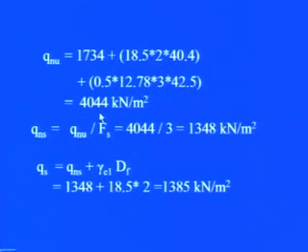So, in place of the gamma, we use now gamma E1 and gamma E2 appropriately, and we get this net ultimate as 4044 kilonewton per meter square. Then Q net safe, again by this formula, we will get 1348 kilonewton per meter square, and Q safe as 1385 kilonewton per meter square.